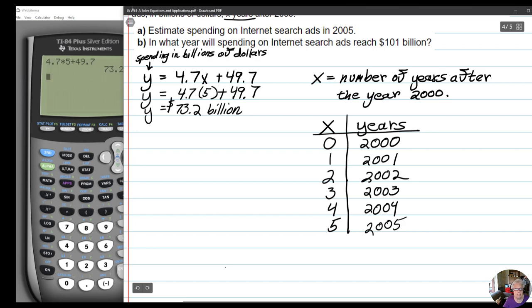Now, we're being asked, in what year, 2006, 2007, 2008, in what year will Y equal 101, which means 101 billion? I don't know. Let's see. 101 equals 4.7x plus 49.7. We're going to solve that. The first thing I'm going to do is subtract 49.7 from both sides of the equation. Boom, that is 0. Bye bye.